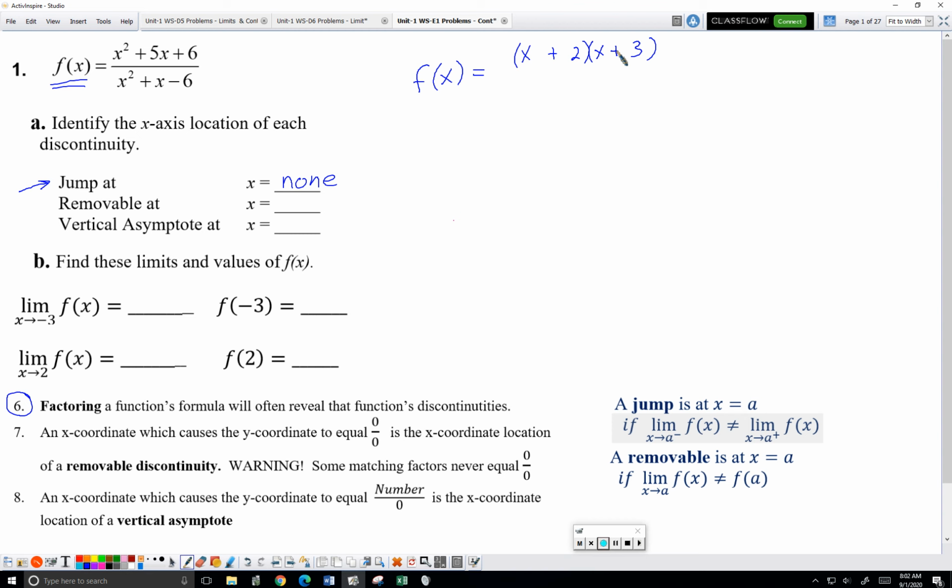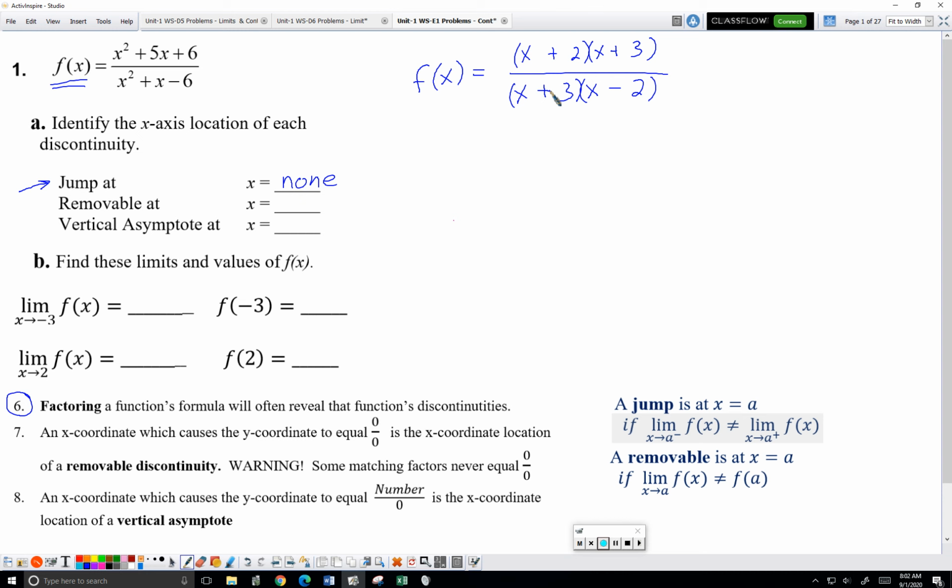Anyway, now I'm going to factor the bottom. So let's see. You end up with x. This is 2 and 3 again. This one's negative, this one's positive. Questions?